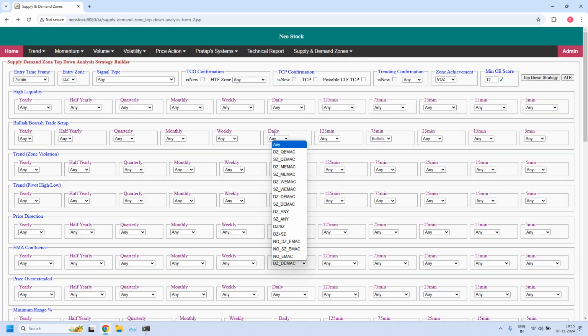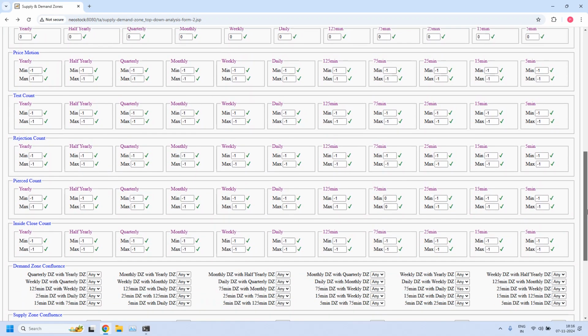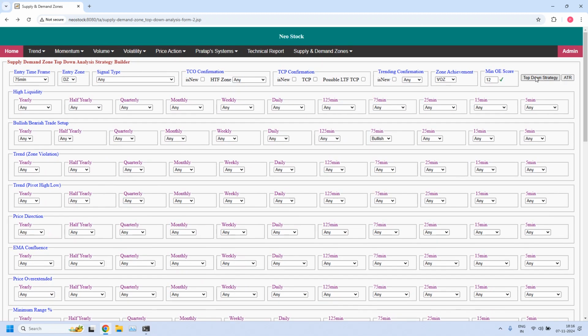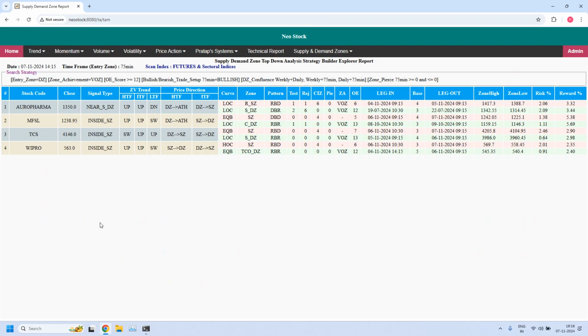So I'm removing this EMA filter. So 2 more filters we need to set: 75 demand zone with weekly demand zone confluence, daily demand zone with weekly demand zone confluence. That means all zones are part of the weekly zone. So 4 stocks. In these 4 stocks, 75 minutes demand zone is part of the daily demand zone. Both together again part of the weekly demand zone.